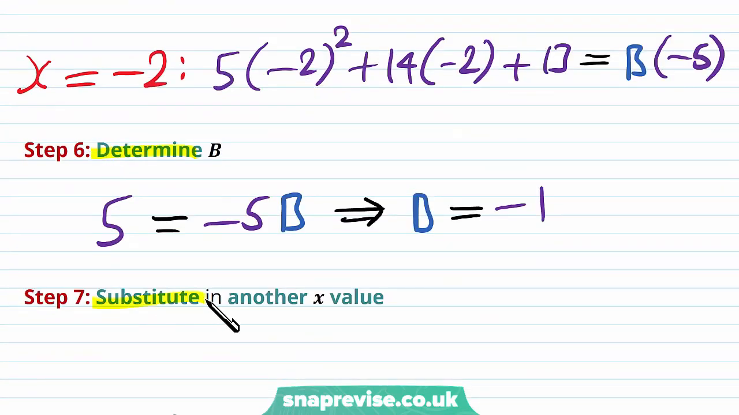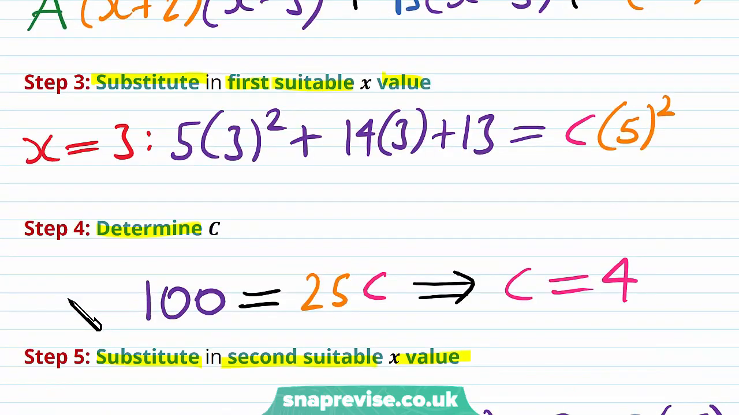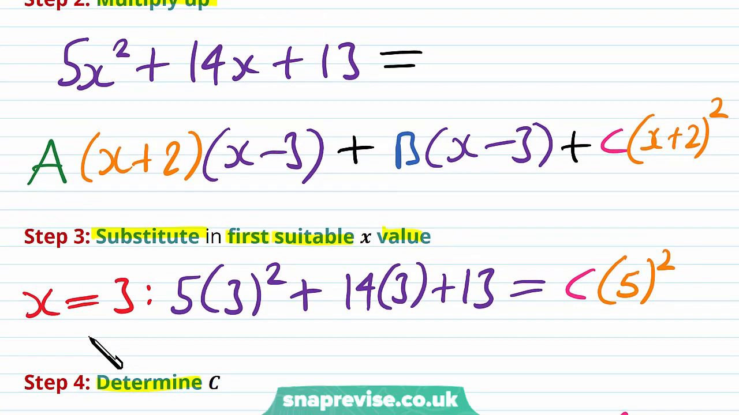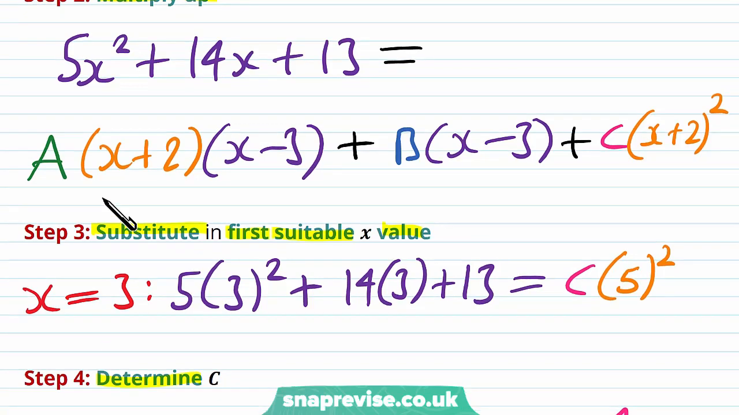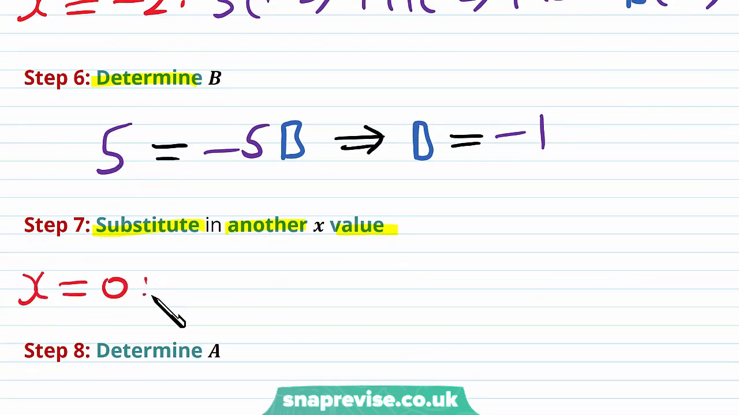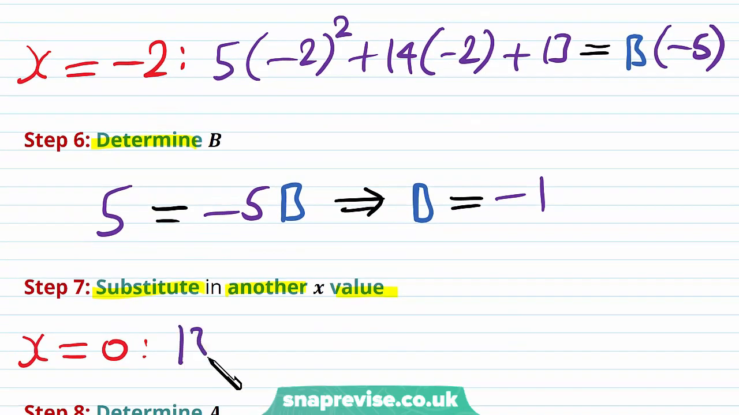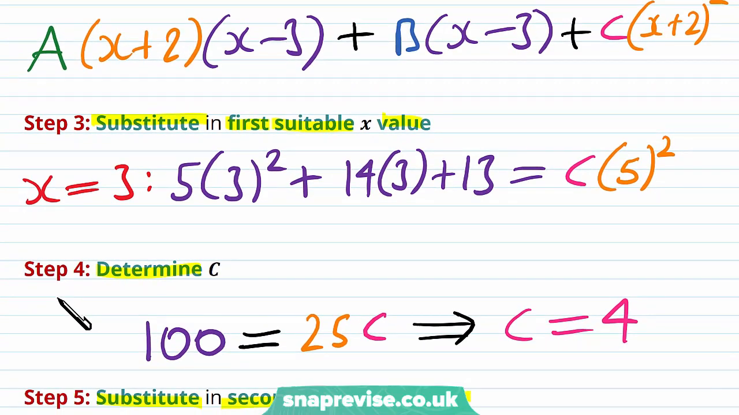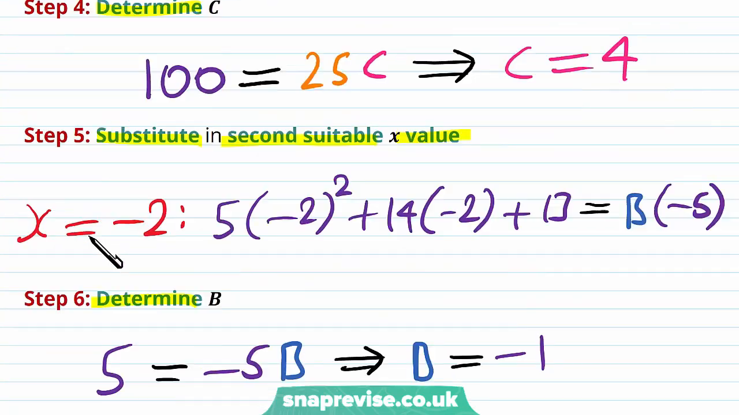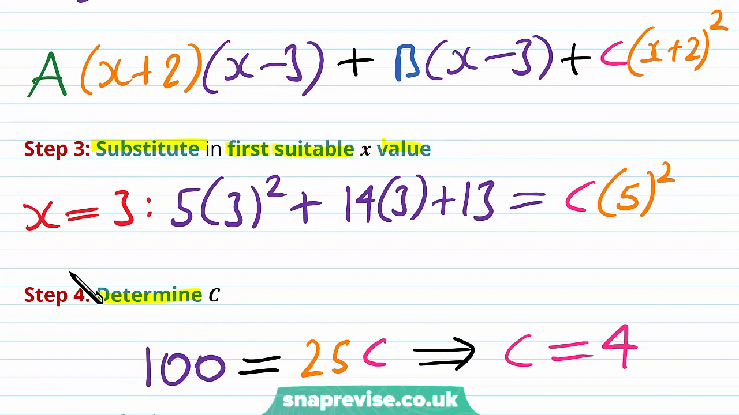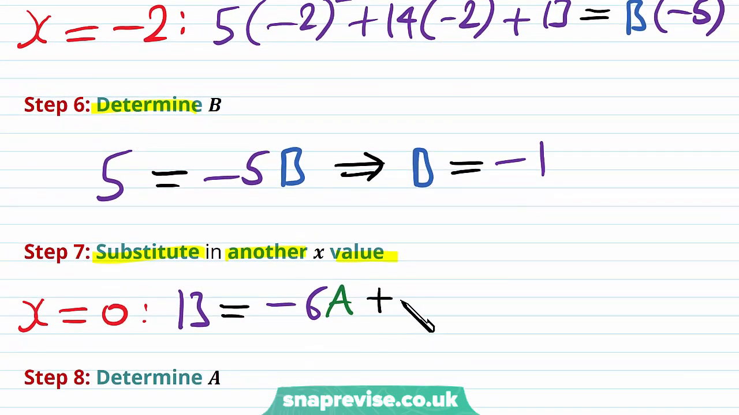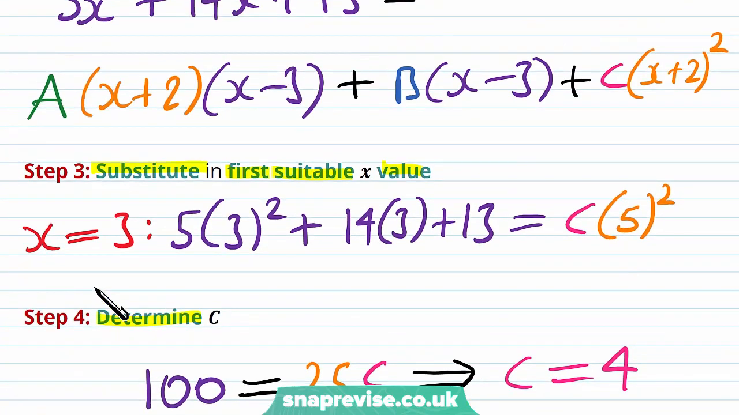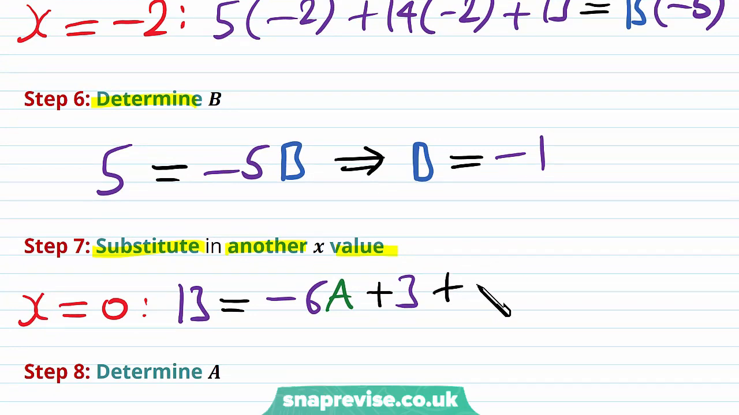Our seventh step is to substitute in another x value. Now, we've used both x equals minus 2 and 3, and there are no other suitable x values that we could choose to isolate the A term, which is what we need to find next. So we can pick, for example, x equals 0. This is nice because the left-hand side gets reduced to just 13, and the right-hand side gets reduced to A multiplied by a 2 multiplied by a minus 3, which is a minus 6A. And then we have the middle term, which is B multiplied by minus 3. Well, B is minus 1 already, so that becomes a plus 3. And then we have our last term, which is C multiplied by a 2 squared. And since C is 4, this is 4 times 2 squared, which is a plus 16.